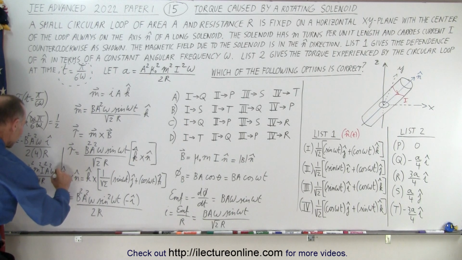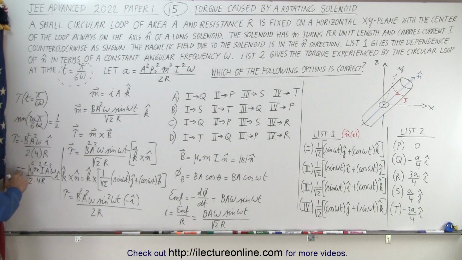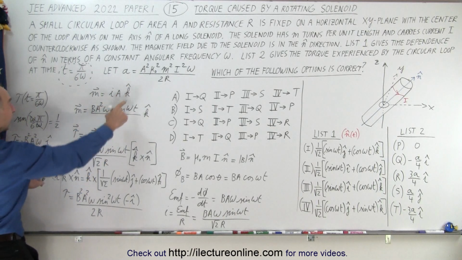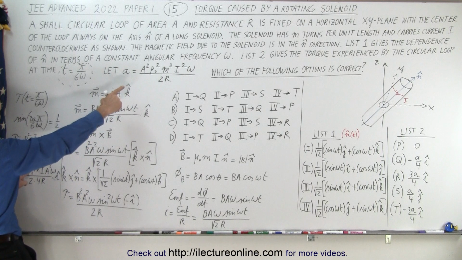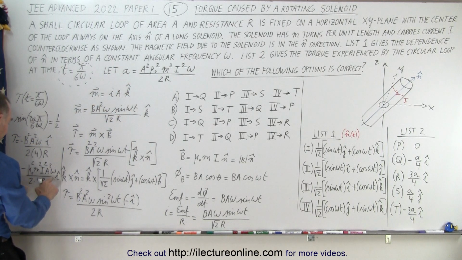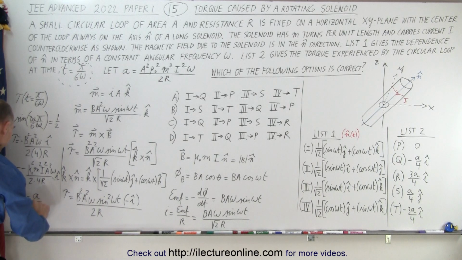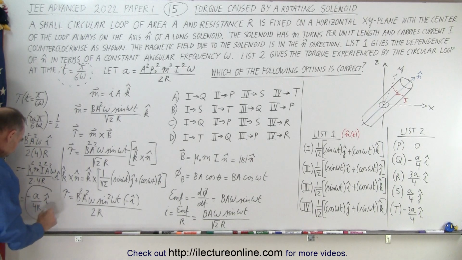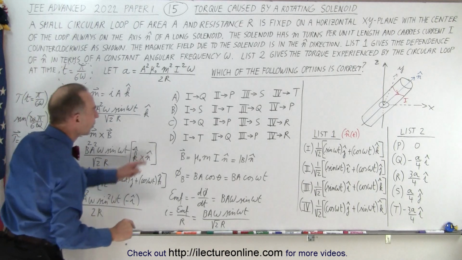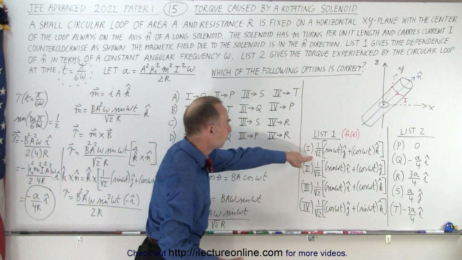So this is an i direction. I already have the negative over here. And then if I look at this here, I have an a squared, a mu sub naught squared, an m squared, an I squared, omega, 2r. All I've left is minus i divided by 4r. So this is equal to minus a over 4r in the i direction. So that is my torque. I should put a vector on there. So this is my answer for the torque if I use expression number 1.